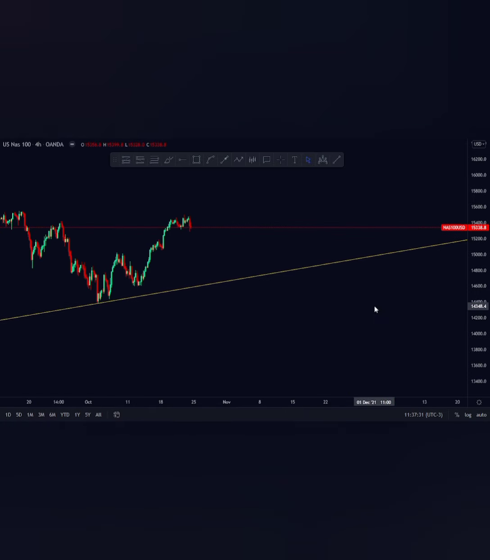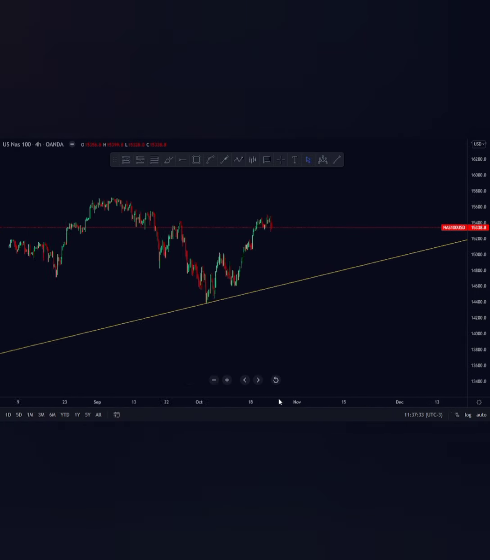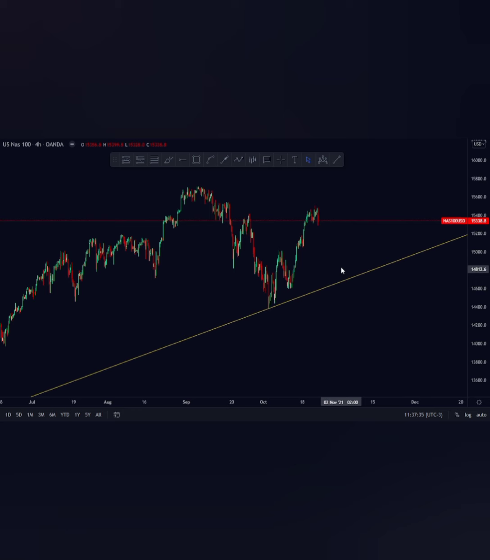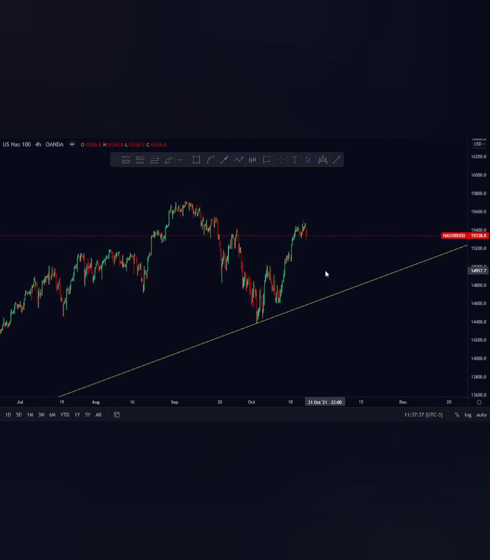NAS100 USD. Okay, if you can check at this current moment, you have to identify our key significant levels, which is our highest high at this moment and our lowest low at this moment. NAS100 is from what? A swing low. It's currently heading for a new all-time high.